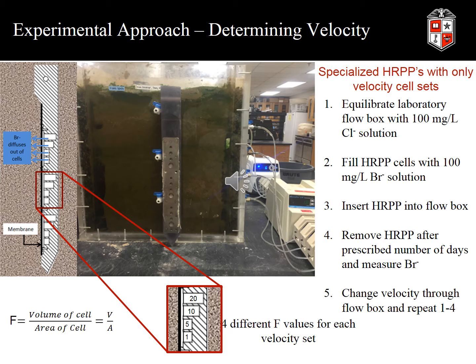There are 3 sets of cells on this sampler, and so we return 3 data points every time we insert the sampler. And you can see that the 4 different sample cells vary in specific surface area based on the depth of the cell as well as the opening of the cell. So we fill the cells with a bromide solution. We insert the sampler into the sand box. We equilibrate for a given amount of time. We remove the sampler and measure how much of the bromide has been lost from the cell. And then we can do that for various velocities. So we can look at 0 centimeters a day, 1 centimeter a day, up to 100 centimeters a day, or any other velocity we're interested in.